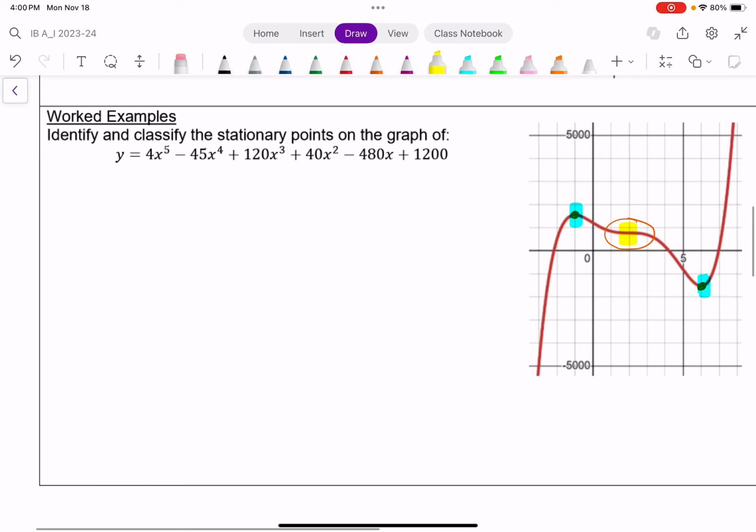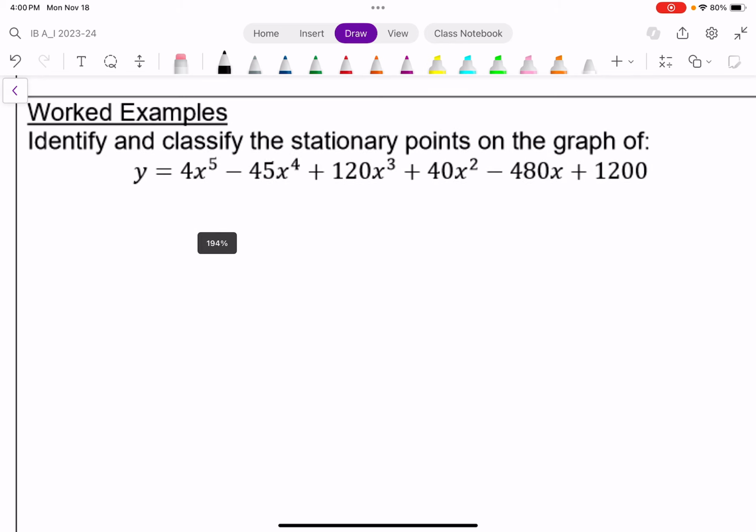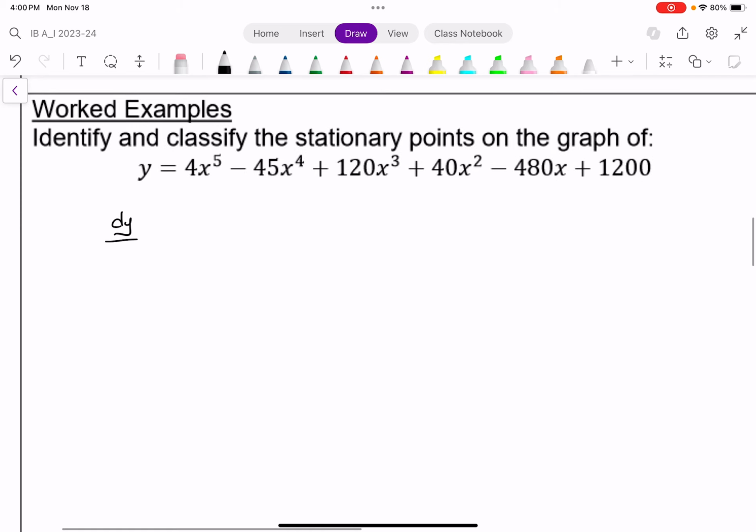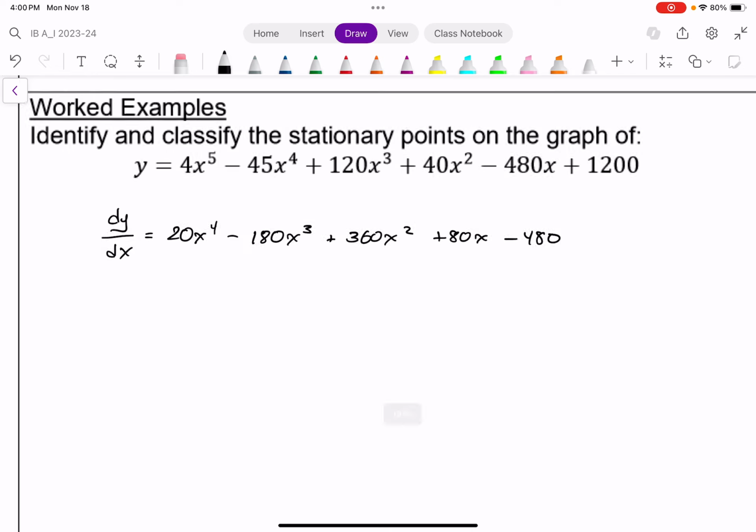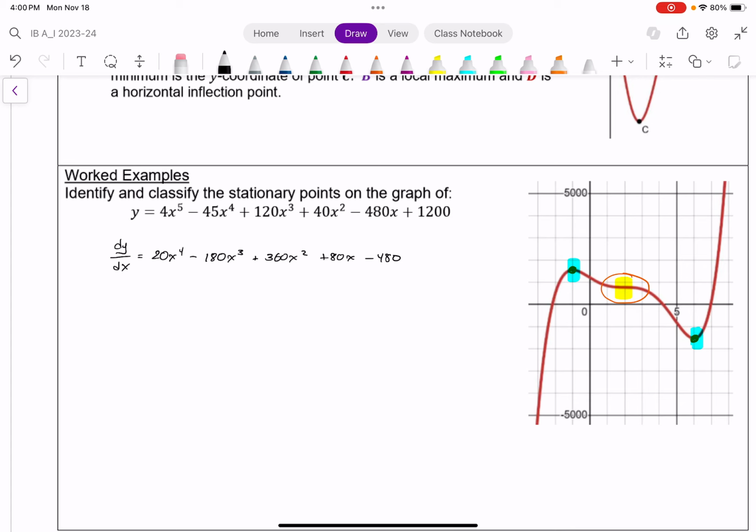And so if I want my derivative, it's just a bunch of uses of the power rule, so we should be quite quick. Should get 20x to the power 4 minus 180x cubed plus 360x squared plus 80x minus 480. So this can be helpful to figure out where that inflection point is and to confirm there really is an inflection point. So I want to graph this.